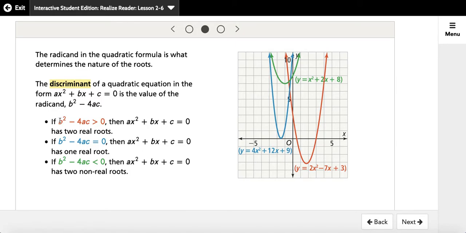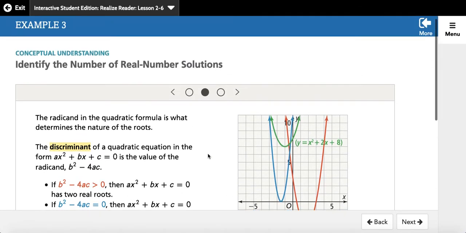Turns out, if b squared minus 4ac is greater than 0, it's going to have two real roots. If b squared minus 4ac is exactly 0, it has one real root. The blue curve comes and touches once. And if you end up with a negative in the square root, b squared minus 4ac, if that ends up being negative, then you're going to have two non-real roots. Okay? So that's what we're going to apply.